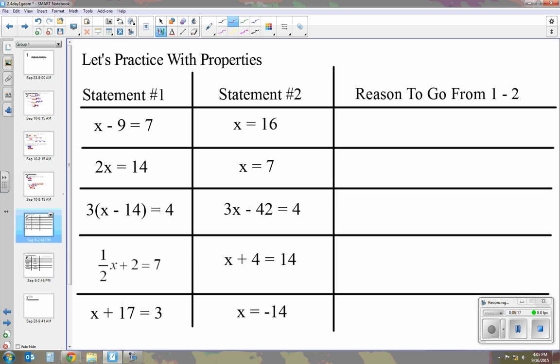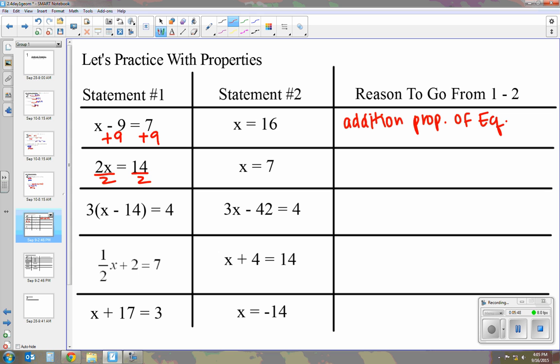What we're going to do is look at statement 1 and see what happens to get to statement 2. Well, let's look at this first one, x minus 9 equals 7. What we need to do to solve for x is to add 9. And 7 plus 9 is 16, so that's what they've done. So we've used the addition property of equality.